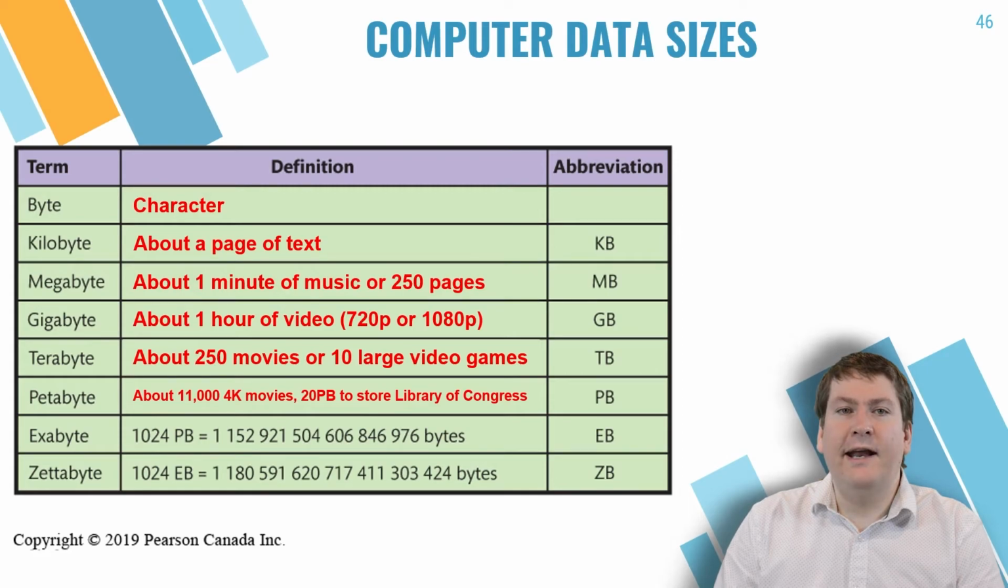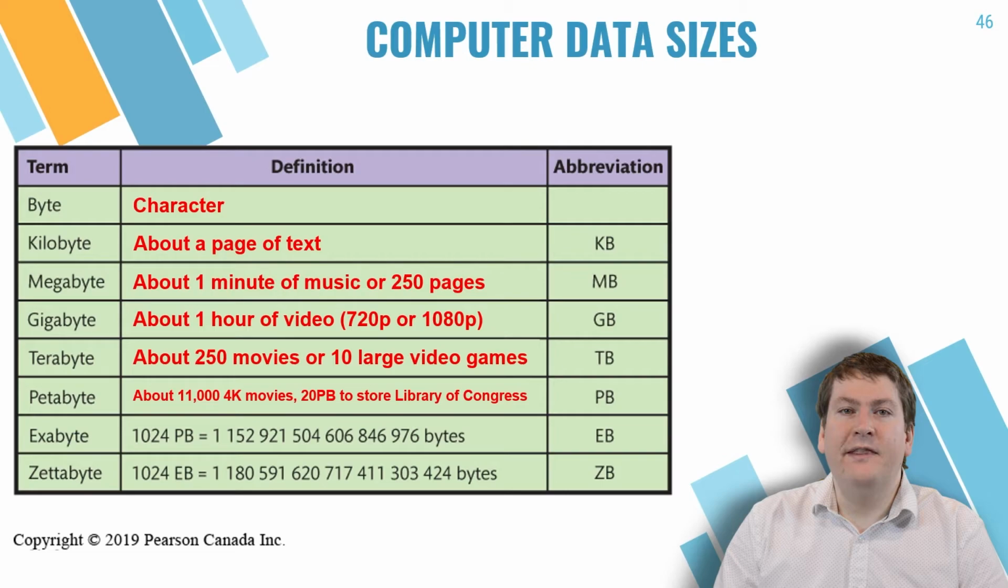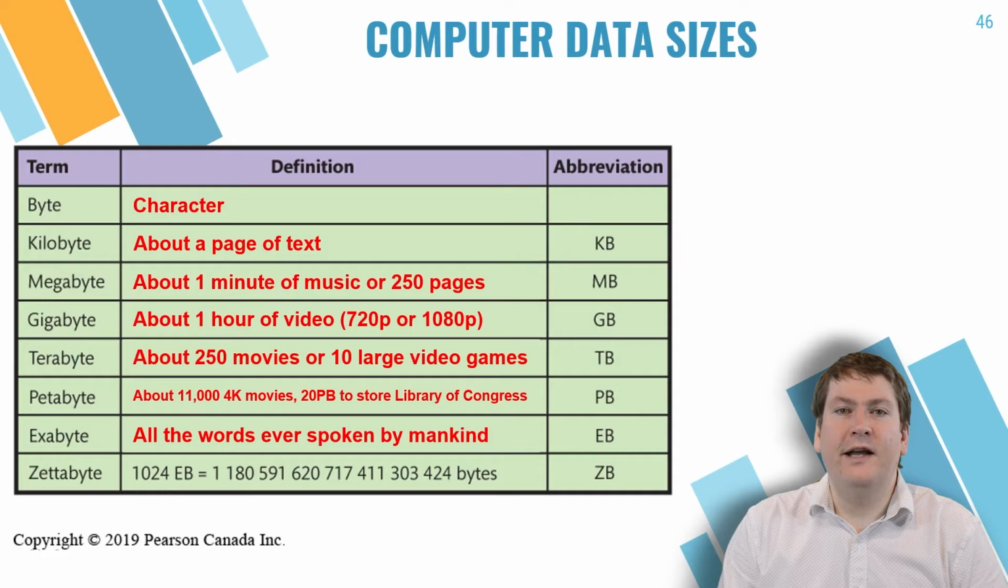Petabyte is where we start getting out of the range of the home user, and this can store about 11,000 4K movies, or 20 petabytes, if we had that instead of just one, would be enough to store the whole Library of Congress from the United States. An exabyte is where things start getting ridiculous.